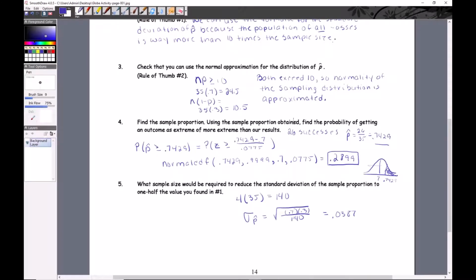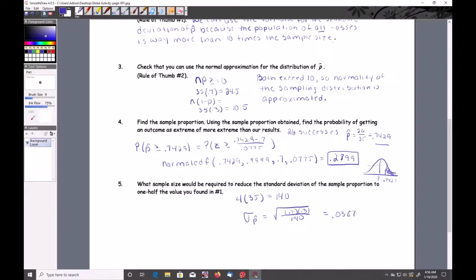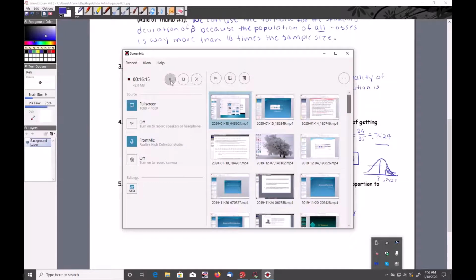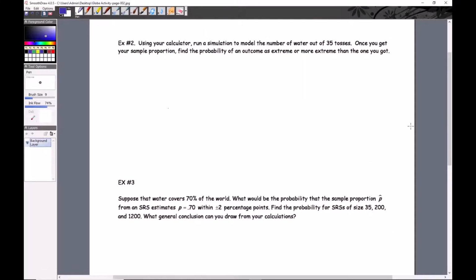Now, the next page has a couple more things, so I'm going to hit pause, and we'll get to that second page. All right, so we're at page 2, and it says, using your calculator, run a simulation to model the number of water events out of 35 tosses. Once you get your sample proportion, find the probability of an outcome as extreme or more extreme than the one you got. Okay. To run this simulation, you have to think about what your situation is.